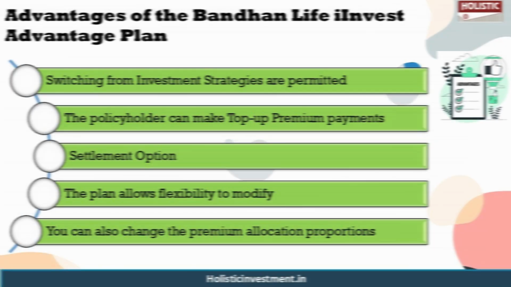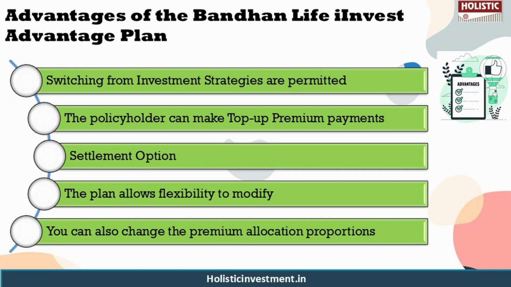Some of the advantages of investing in this policy are: you get to switch between portfolio strategies, which is permitted once every policy year at any time during the policy term without any charge. The policyholder can make top-up premium payments to enhance the fund value, and partial withdrawals from the fund value are allowed after completing the first 5 policy years. Under the settlement option, the maturity benefit can be received in structured installments over a chosen period, not exceeding 5 years from the maturity date.